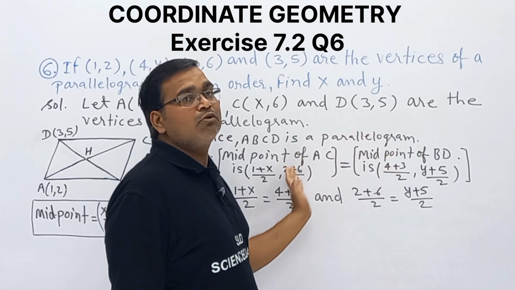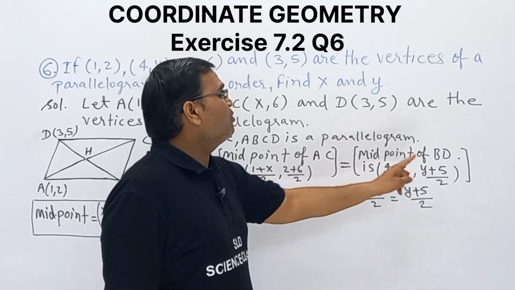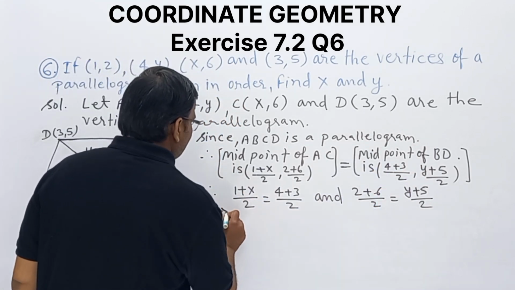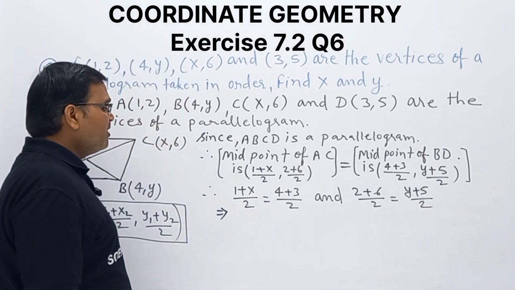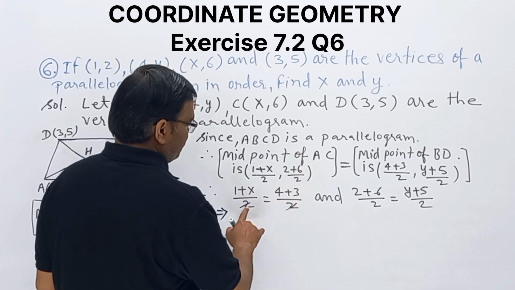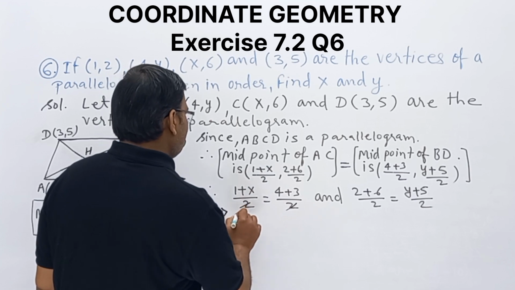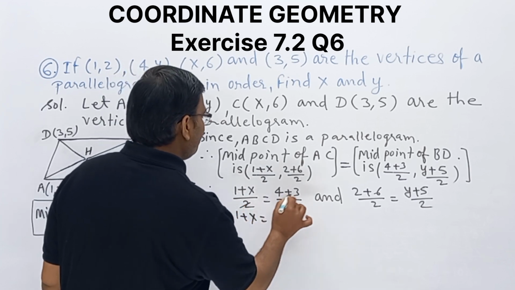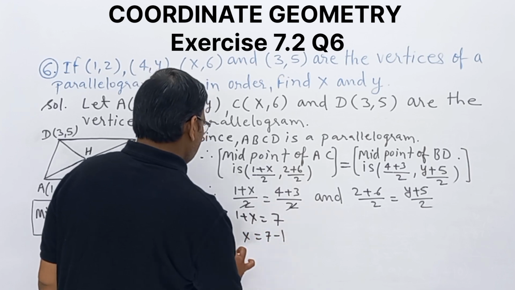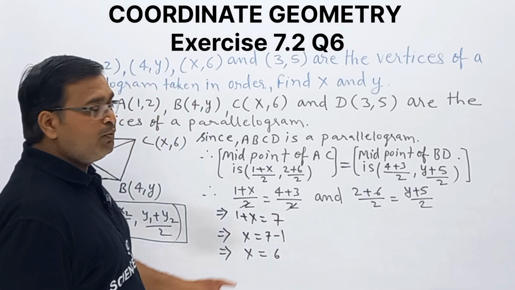We obtained the midpoints, and both diagonals have the same midpoint, so we are equating both. Then this one equals this one, and this one equals this one. Finally, we solve for x and y. The 2 cancels, as the same denominators are on the left and right. So what remains: 1 plus x equals 4 plus 3, which is 7. Finally, x equals 7 minus 1. Solving for x, we get 6. Clear? One value obtained.